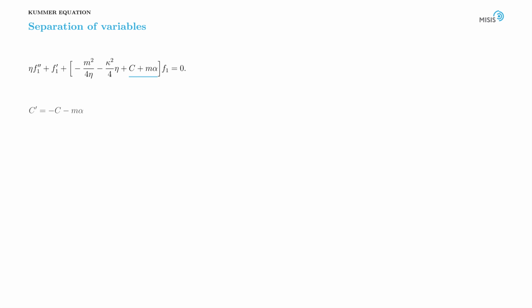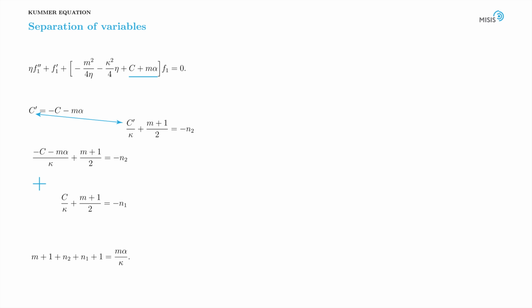There, the role of constant c is played by the following parameter. As before, the wave function is bounded only when the corresponding parameter is equal to some negative integer. Summing up equation for the c and c prime, we arrive at the following equation. Let's denote the integer number in the right hand side by n. Then we have for our kappa parameter the following equation. As a result, we have the famous energy quantization of Coulomb field.